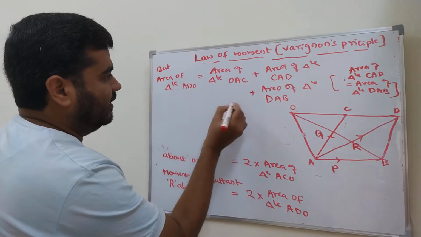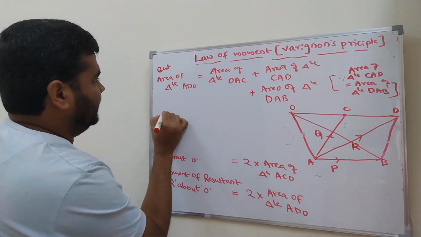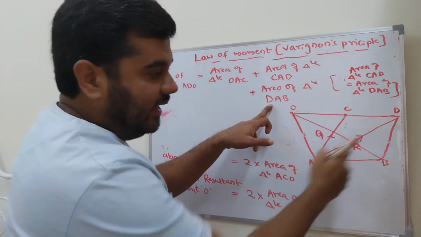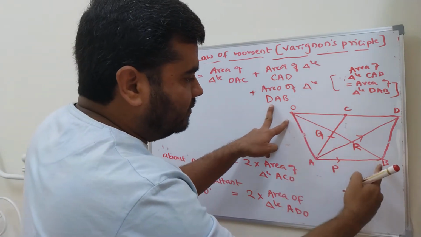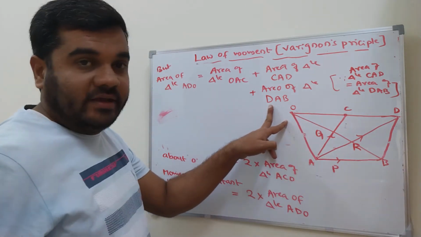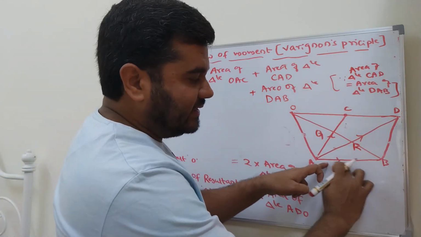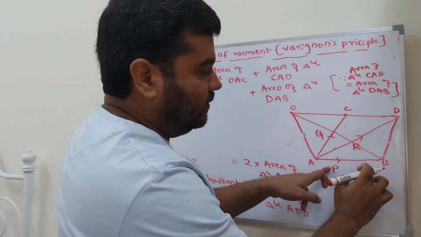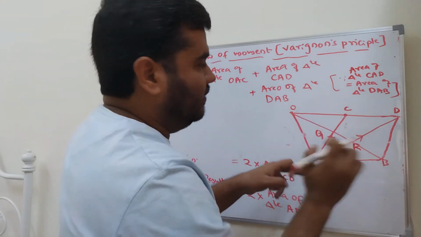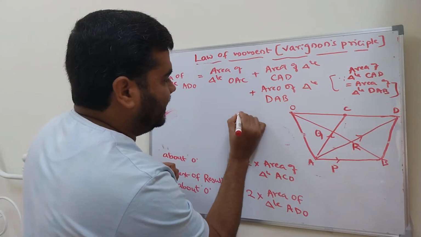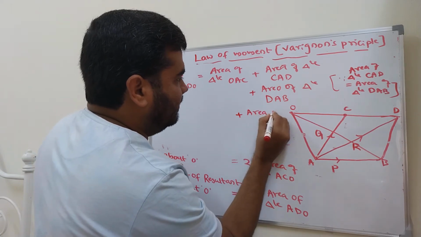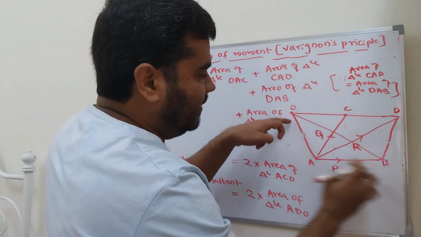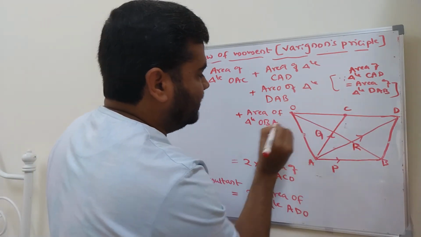Now again, can I write that the area of triangle DAB is nothing but the area of triangle OBA? Why? Because the baseline is the same. So whatever the area of DAB is, it is equal to the area of triangle ABO. That is, I can write the area of triangle DAB is nothing but the area of triangle OBA.